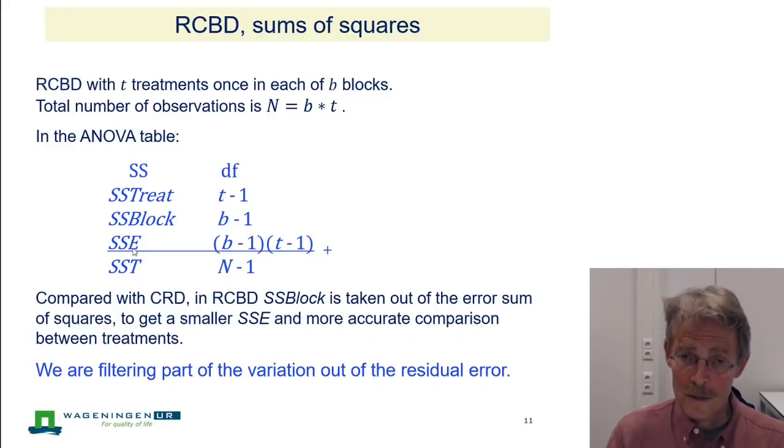And again, the variation in the direction of the gradient, in the direction of wet plots, is now captured by the sum of squares of blocks. It's put aside, and the variation that remains is between plots in the same block. And since these plots are similar, we have taken care of that by making the blocks ourselves. We hope that variation is so much reduced that we get a much better impression about the differences between the treatments. And since we remove part of the sum of squares of error, we say that we are filtering out part of the variation of the residual error.